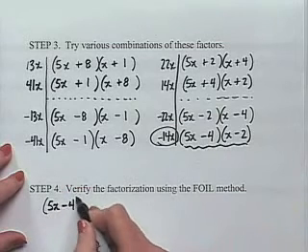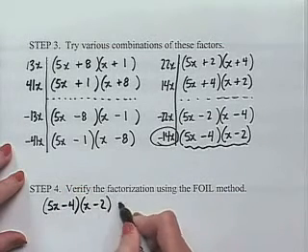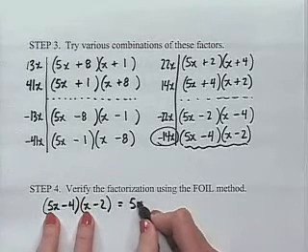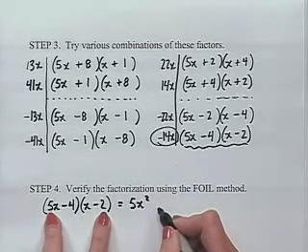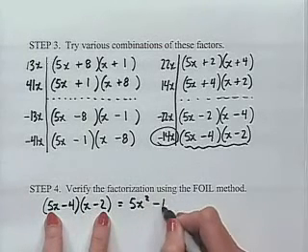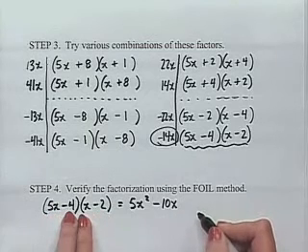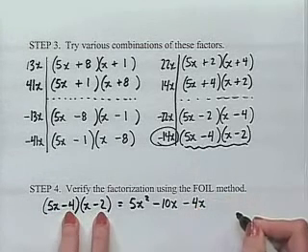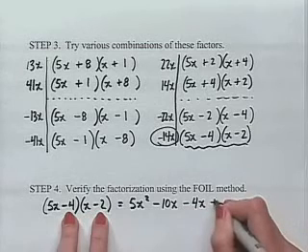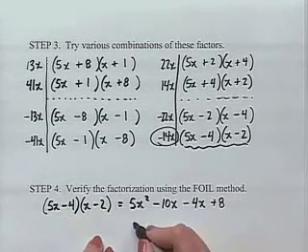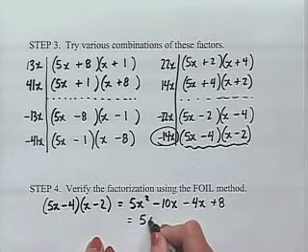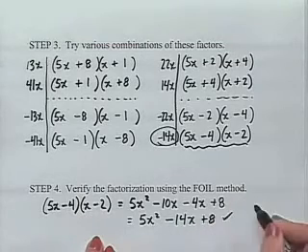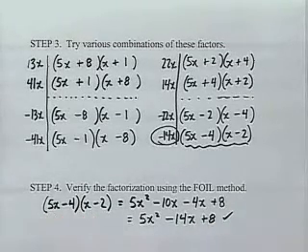5x minus 4 multiplied times x minus 2. Our first terms, 5x times x, gives us 5x squared. Our outer term, 5x times negative 2, gives us a minus 10x. The inner term, negative 4 times x, is negative 4x. And our last terms, negative 4 times negative 2, gives us positive 8. Combining then, we come up with 5x squared minus 14x plus 8, which verifies that our factorization is correct.